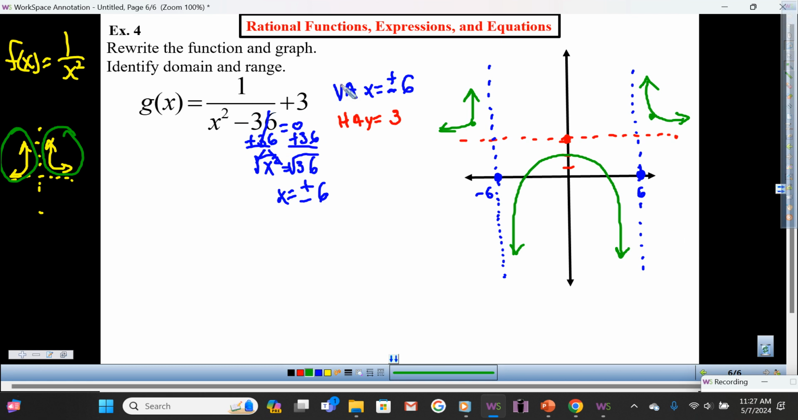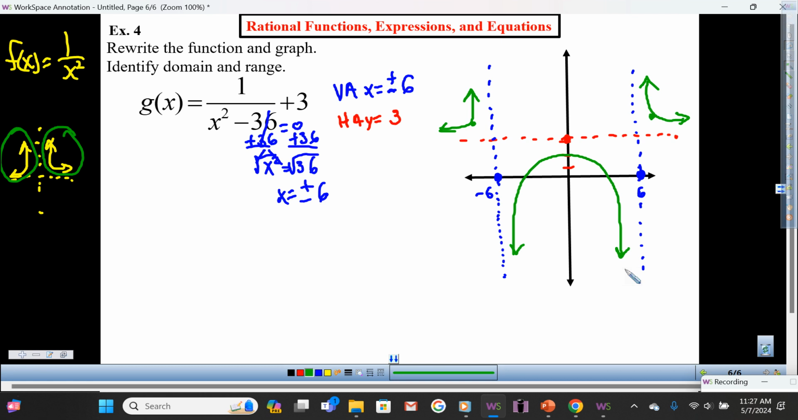We needed our VA or an HA. Did we have to graph our parent function? No. But did we need to know what it looks like? Yes. Therefore, since this was not in parentheses, you set it equal to 0, solve for x using square roots, we got two VAs, positive 6, negative 6, there they are. Our HA is positive 3. On the far right, we have a graph. On the far left, we have the other graph. And in between, we fill the graph with that.